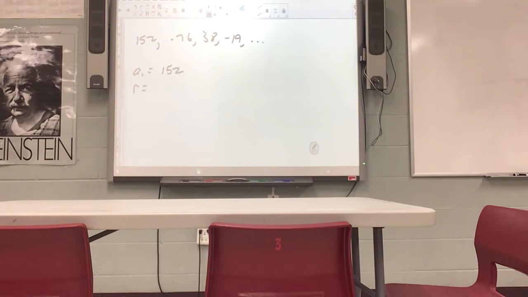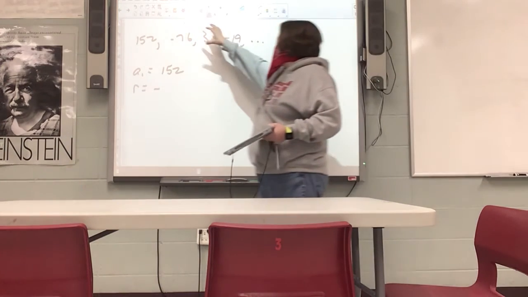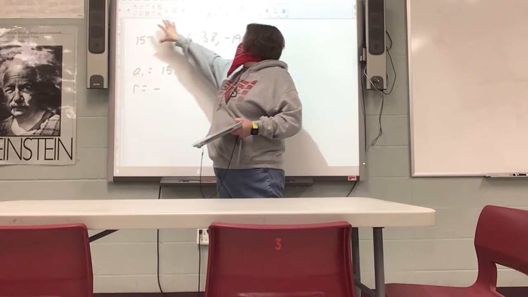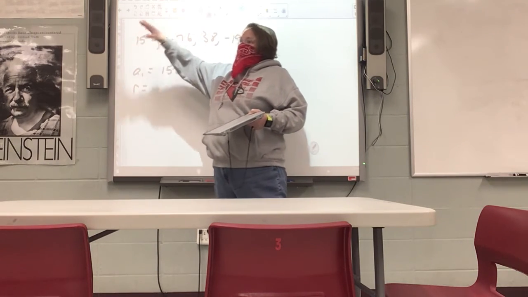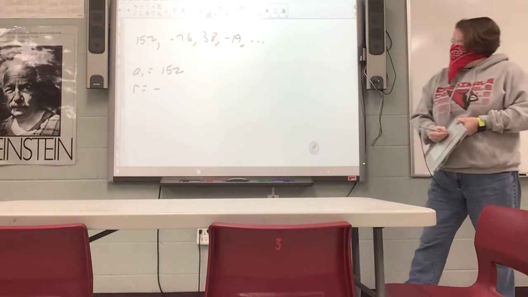152. What's our R? Okay, good. It's got to be a negative. And then see what said to do the other way. 76 divided by 152. Oh, negative half. So it'd be negative half. Everybody okay on that?